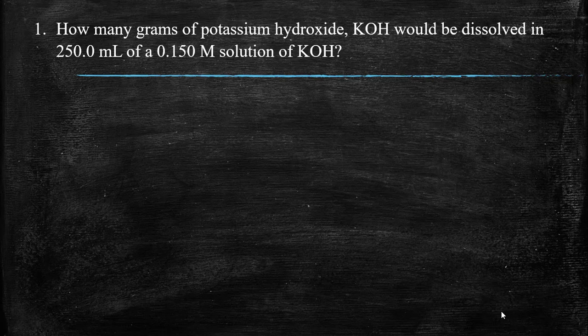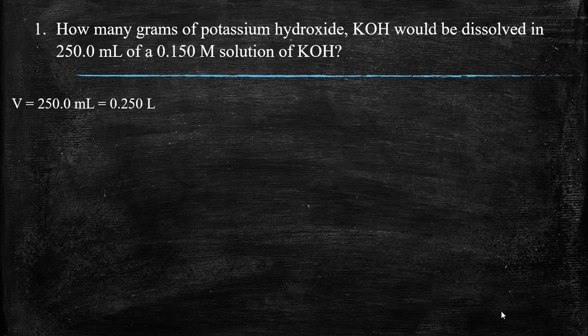This is a two-part question. Let's start with part one. How many grams of potassium hydroxide have to be dissolved to make a 250 milliliter solution that is 0.150 molar in KOH? Let's start with what we know.